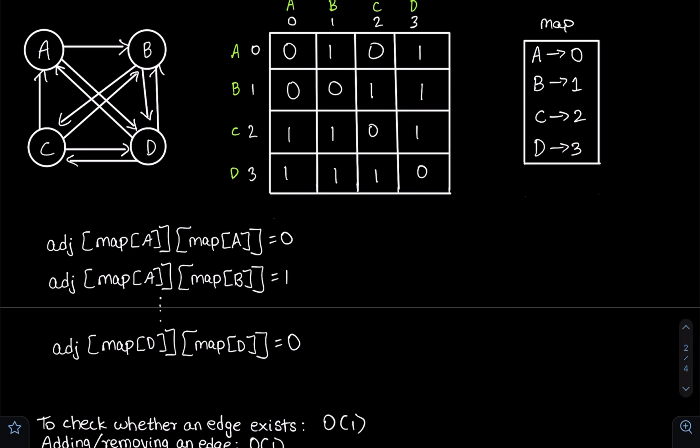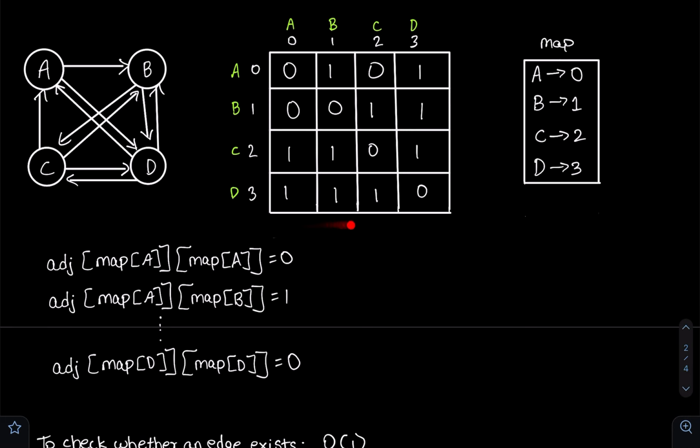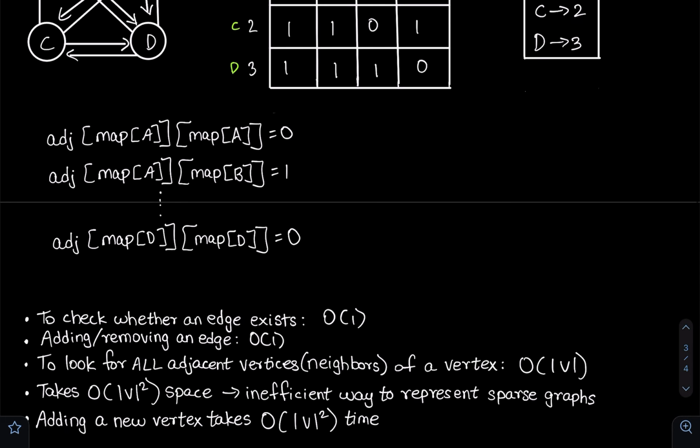And if we look at the total space, it's going to be number of vertices squared. That's the amount of space this whole adjacency matrix is taking. This is good to represent dense graphs because they have a lot of edges. But when we are looking at sparse graphs, it's not so great because sparse graphs have minimal edges, and this is not the best way of representing sparse graphs at all. That's why it's pretty inefficient.